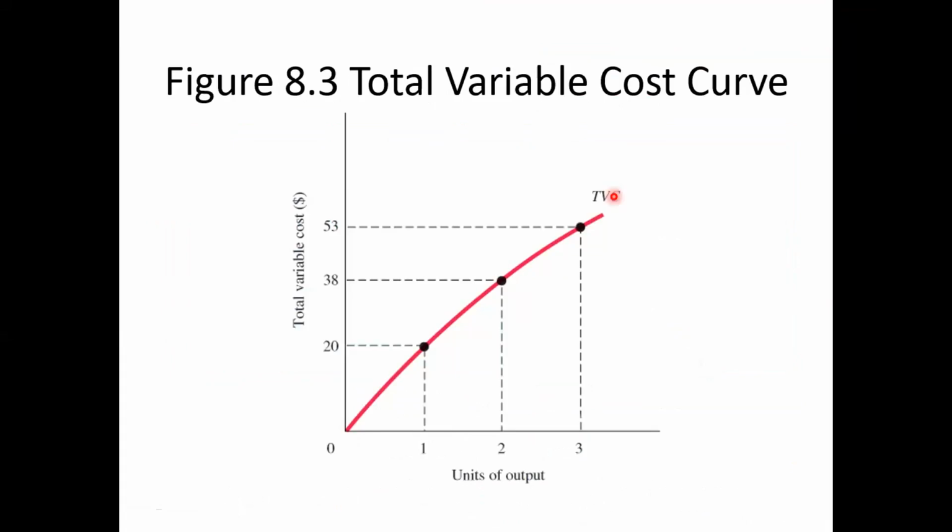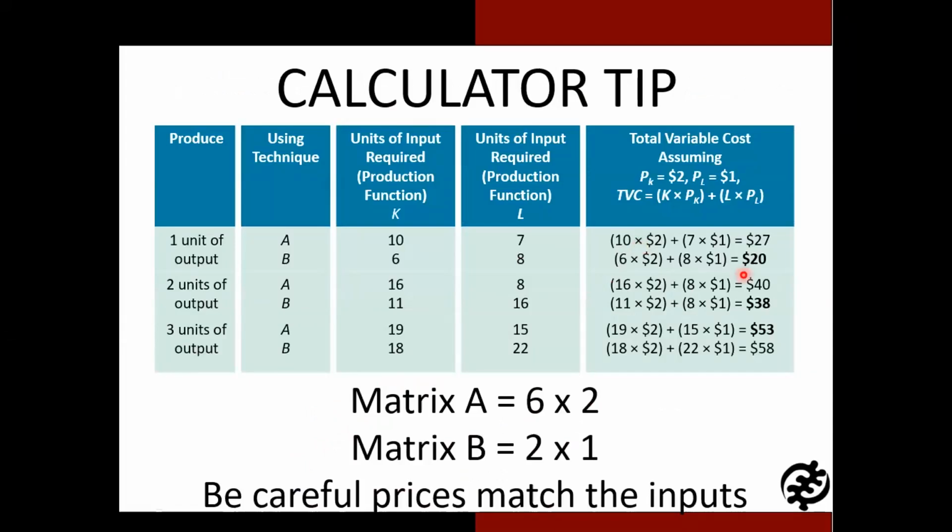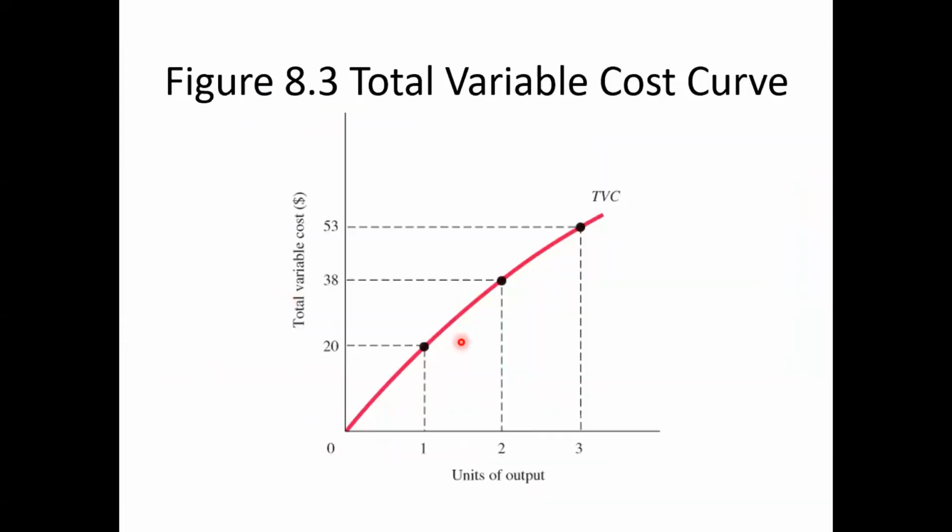Total variable cost curves. You know this is a total variable cost curve by 2 factors. Number 1, it's always increasing. And number 2, it goes through 0. So there you go. At unit 1, cost was 20. Plot it there. Unit 2, 38. Unit 3, 53. There you go.